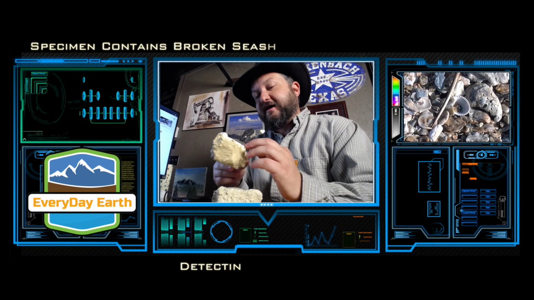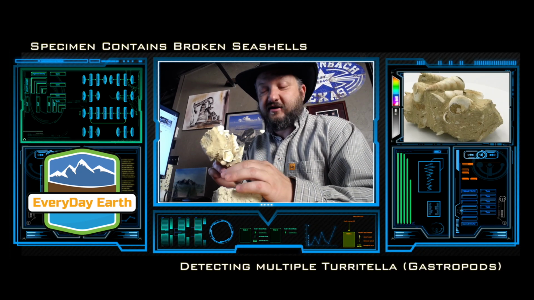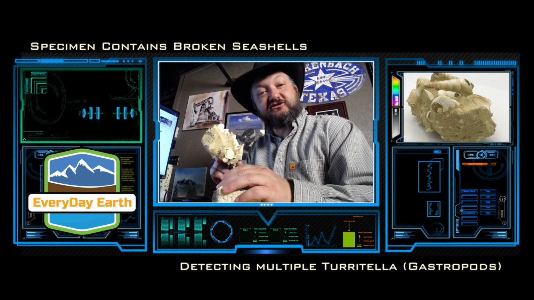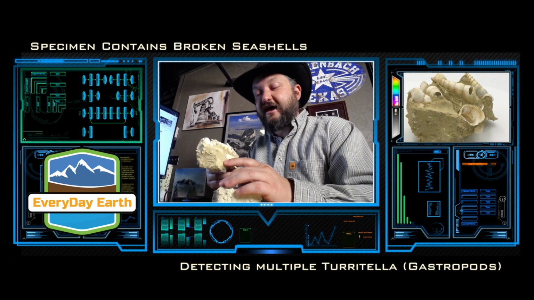This is a piece of rock that contains many shells, many of which are called turritella. Turritella are a type of gastropod, and gastropods are common shells found in the ocean even today.